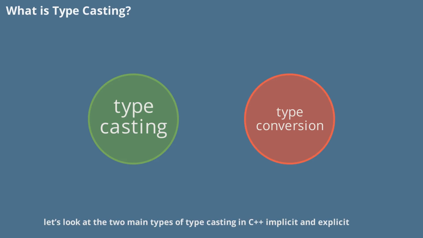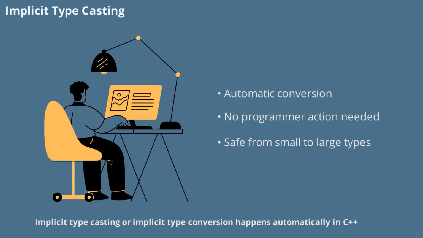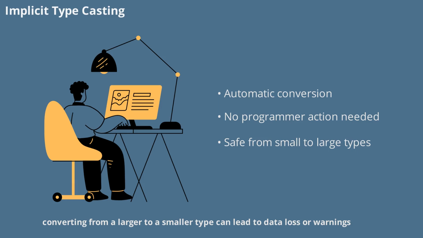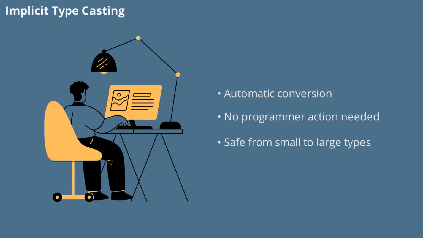Next, let's look at the two main types of typecasting in C++, implicit and explicit. Implicit typecasting, or implicit type conversion, happens automatically in C++. The compiler upgrades or converts a variable to a compatible, usually larger data type without any intervention from the programmer. For example, if you add an integer and a float, the integer is automatically converted to a float before the operation. This process is safe as long as the conversion is from a smaller to a larger data type, such as from int to float or float to double. However, converting from a larger to a smaller type can lead to data loss or warnings.